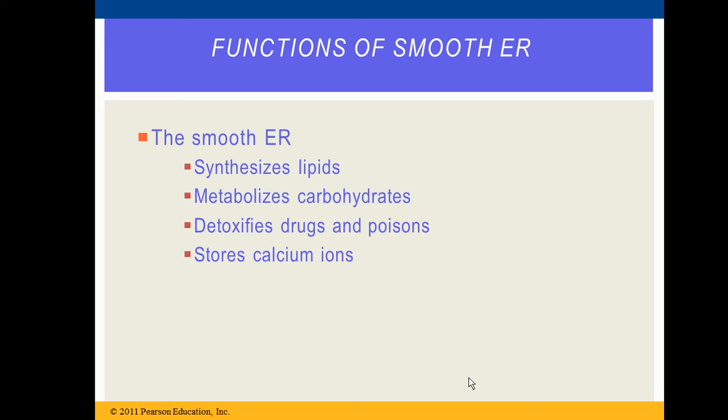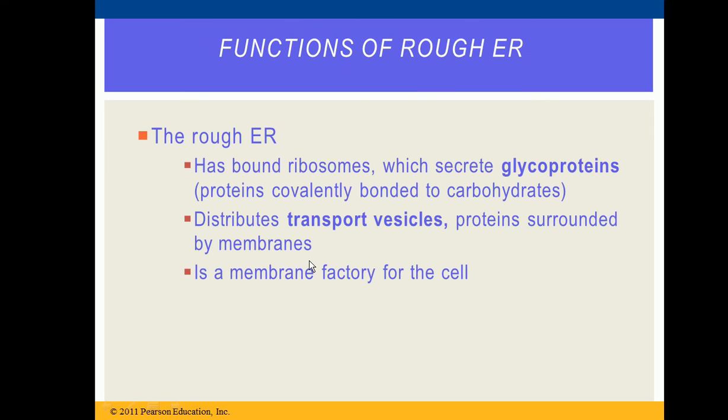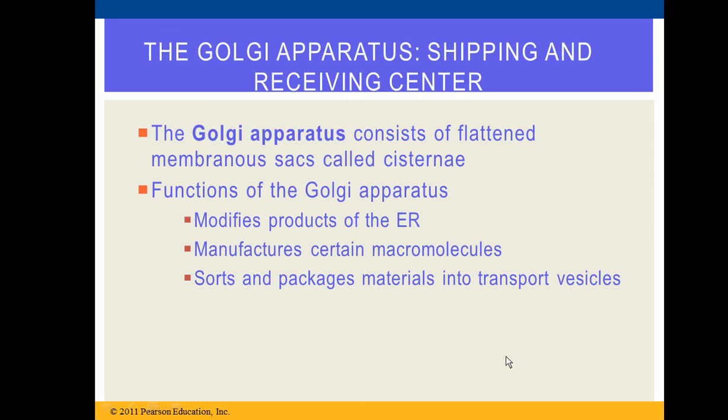So these are the functions of smooth ER. It synthesizes lipids, metabolizes carbohydrates, detoxifies drugs and poisons, and stores calcium ions. These are the functions of smooth ER. And rough ER, you know what rough ER is, right? It has bound ribosomes which secrete glycoproteins, proteins covalently bound to carbohydrates, distributes transport vesicles, proteins surrounded by membranes, and is a membrane factory for the cell.